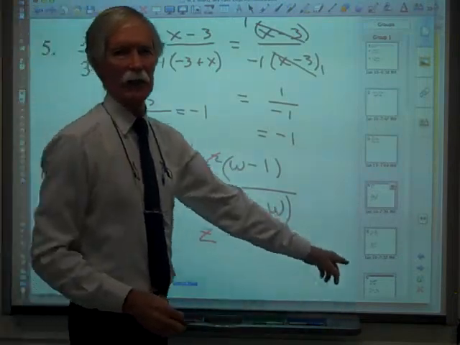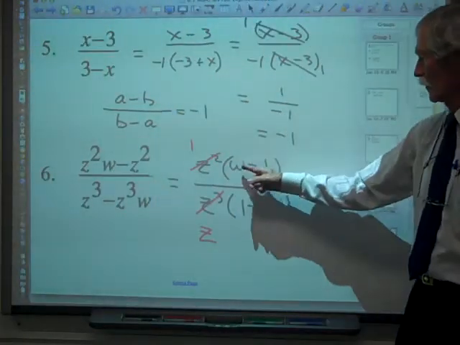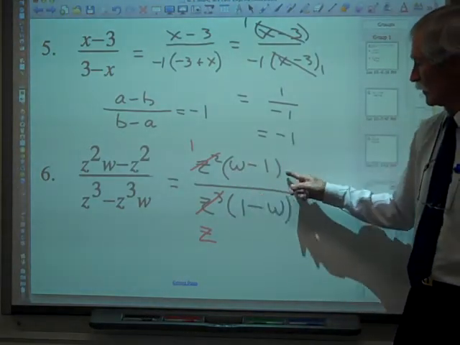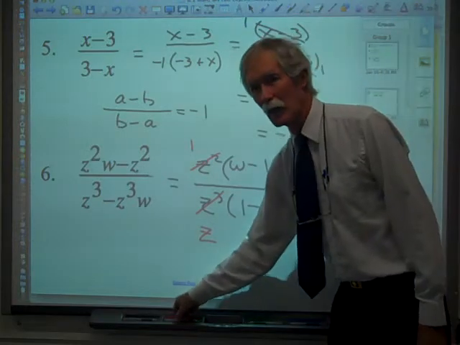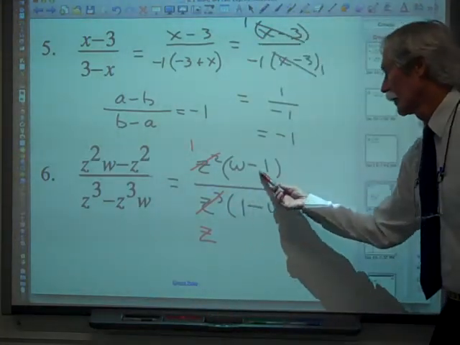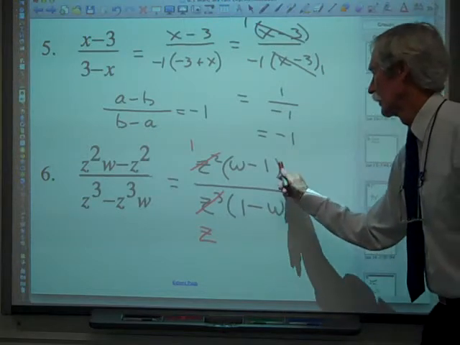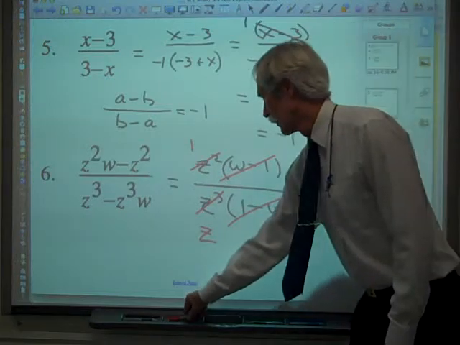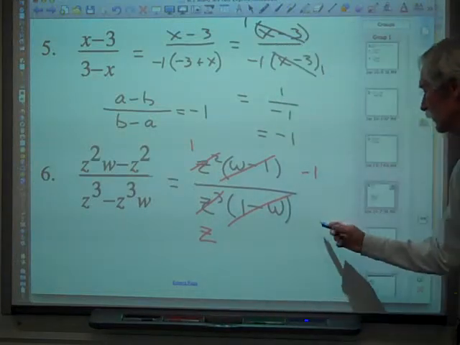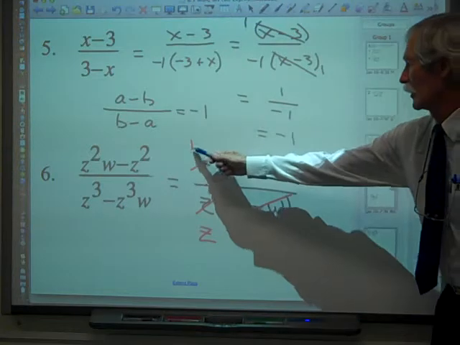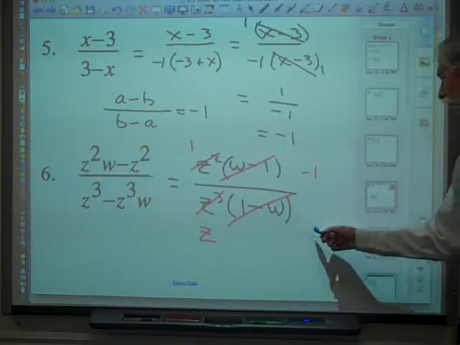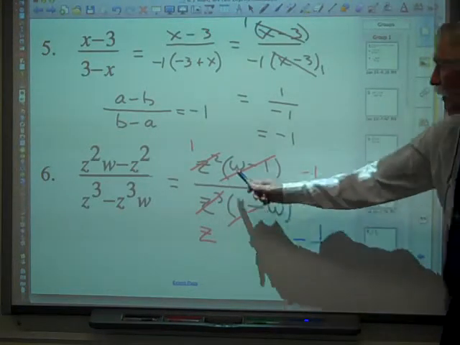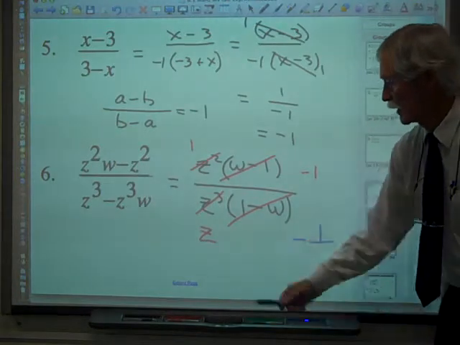And what about these two brackets, ladies and gentlemen? W minus 1 and 1 minus w. So it's negative 1. It's minus 1. There's that minus 1. W minus 1 and 1 minus w. They cancel, leaving a negative 1. So what do you write for a final answer? What's on the top? Negative 1. What do you do with that z though? Is it negative 1 on the bottom? No, the z's on the bottom.